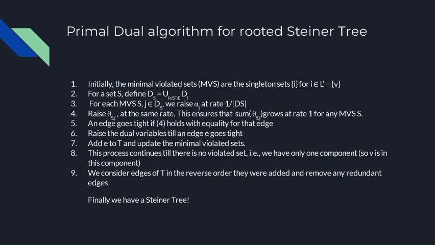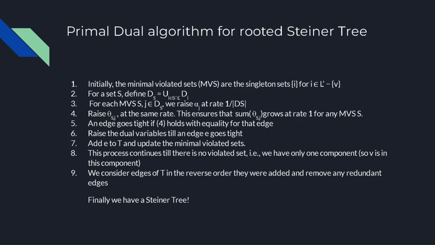So that is the size of that set, and we also increment the dual variable alpha by the same rate. So for every j in that set s, we are incrementing it at this 1 by ds rate. So if we add it all up, finally the whole summation of theta s comma j will grow at a rate of 1 for any particular s.